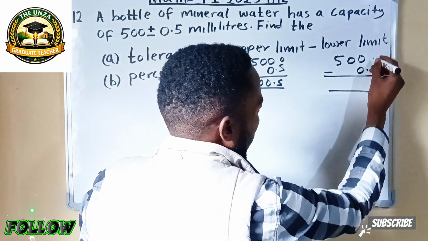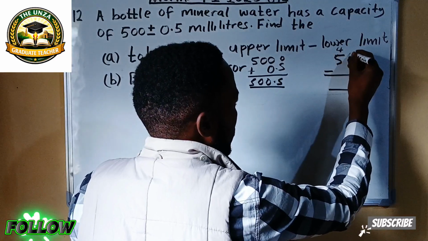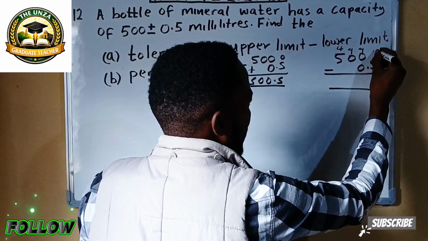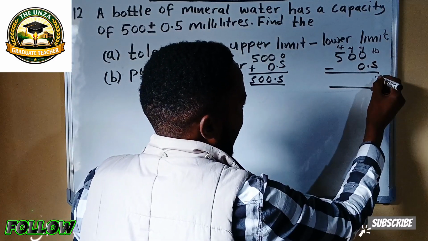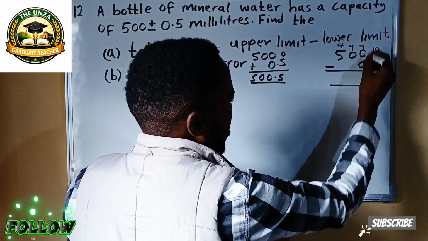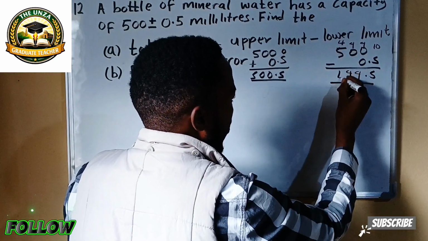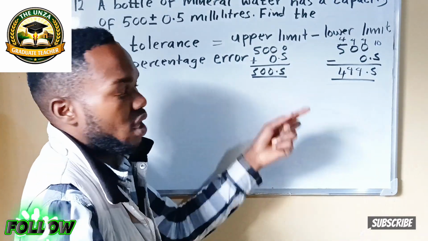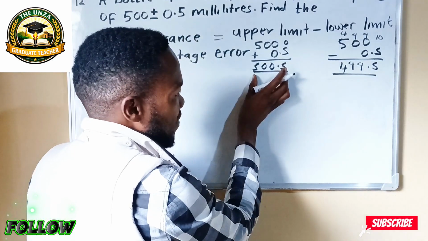Then you subtract this one. When you subtract this one, here it will be 4. It will be 9 here, 9. Then here it will be 10. So that means it will give you 10 minus 5, it will give you 5. You say point, it will be 9, 9, 4. So that's the lower limit. Then you have to now subtract upper limit minus lower limit.